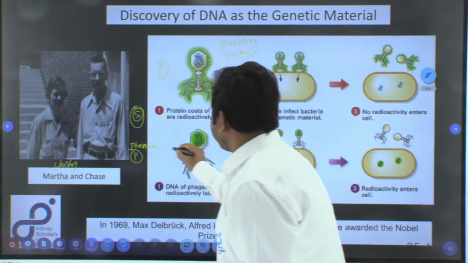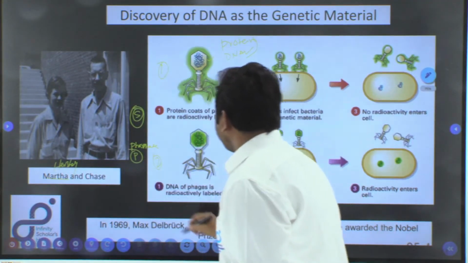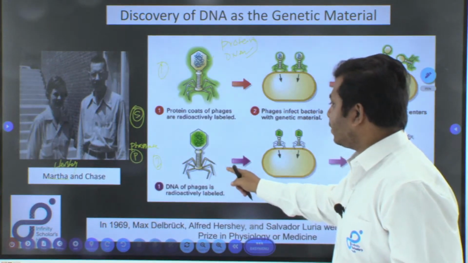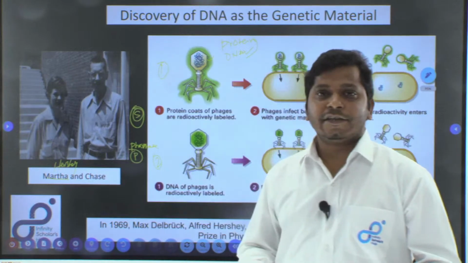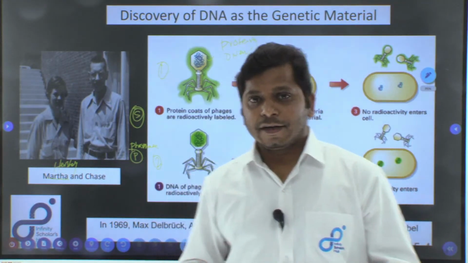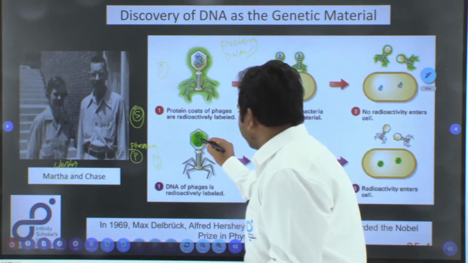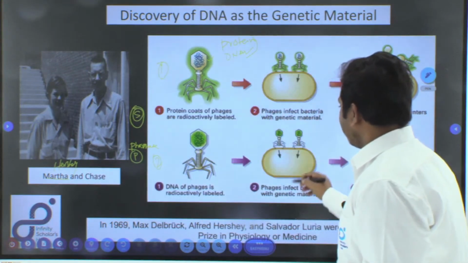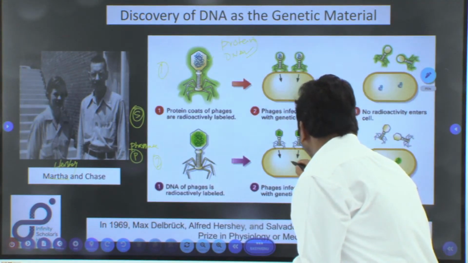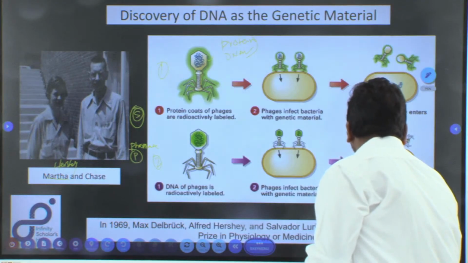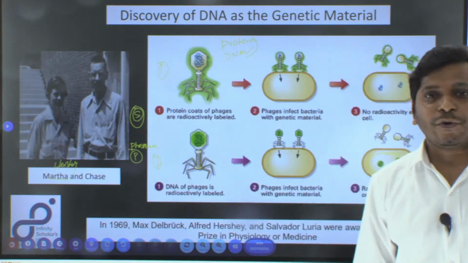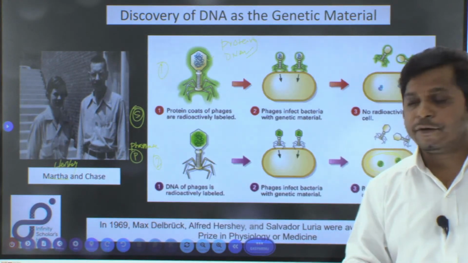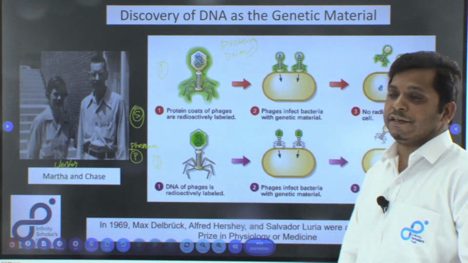In the next experiment, experiment 2, they radio labeled specifically the phosphorus, and if the phosphorus is radio labeled, it means the DNA will be radio labeled, right? Clear? So now when they check for radioactivity, they found that the bacteria is showing radioactivity. What does it confirm? That means the DNA is going inside.